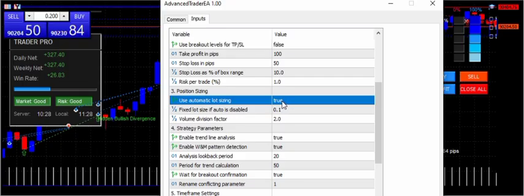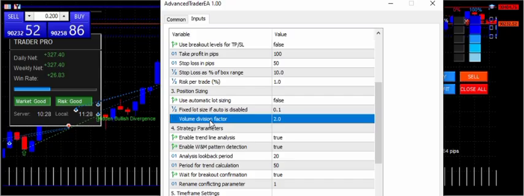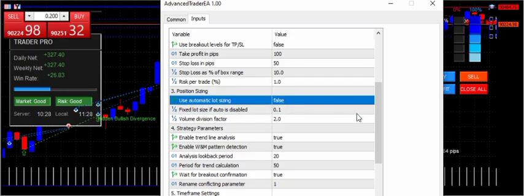So it will not use your default lot size. But once it's off, you can use any lot size of your own. Then if you are using this, you have to use the volume division factor so that it will be able to break the lot size down if you are using automatic lot size.